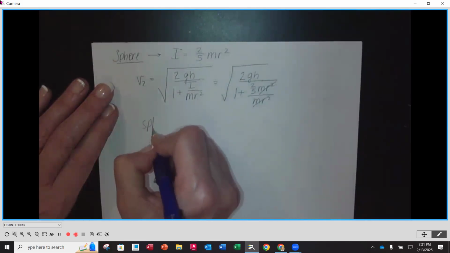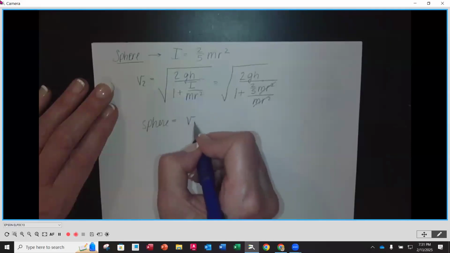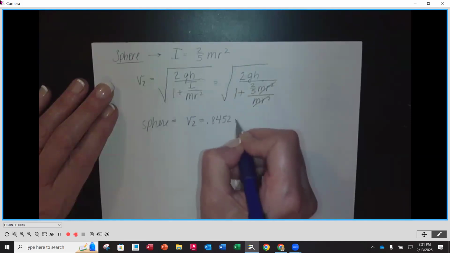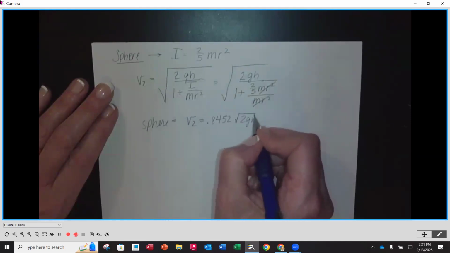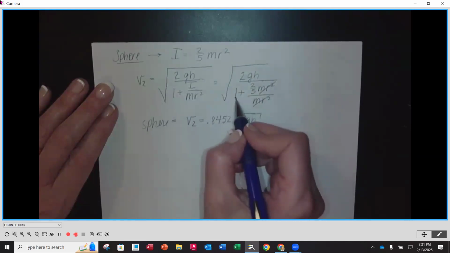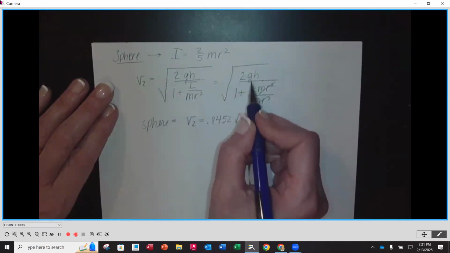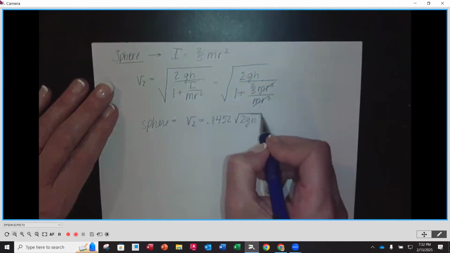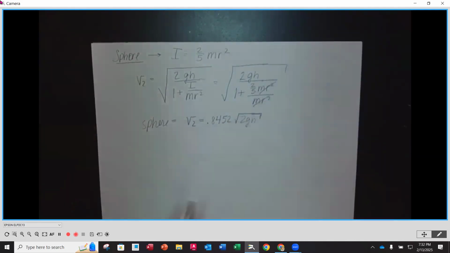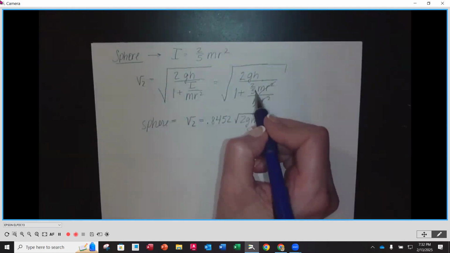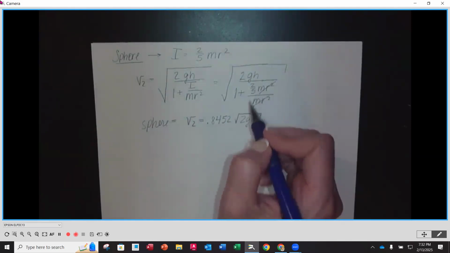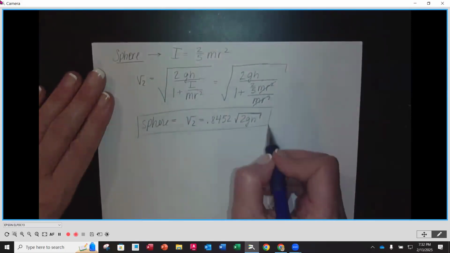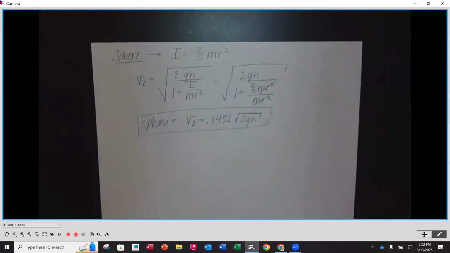For the sphere, V2 is equal to 0.8452 times the square root of 2gh. So the value that's out here is taking 1 plus 2/5, taking the reciprocal, and then the square root of that to get that value. So what I want you to do is make sure that you can, in your calculator, take the reciprocal of 1 and 2/5, get the square root, and you get that number out front. That's your first value. I'm going to give you a little bit of time to plug that all in.